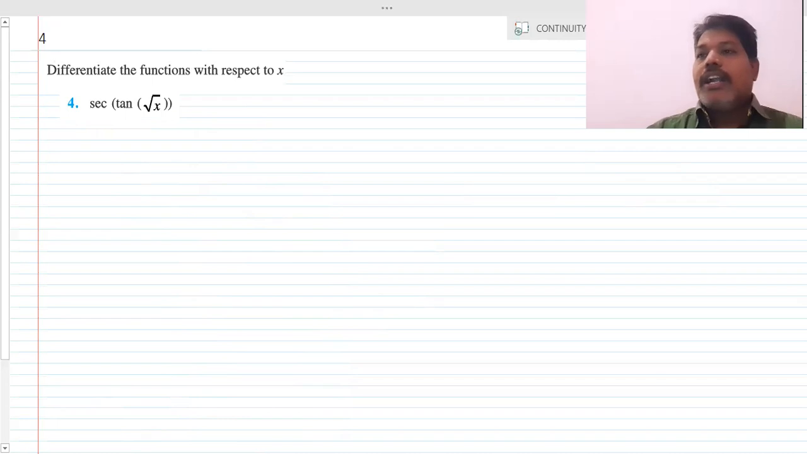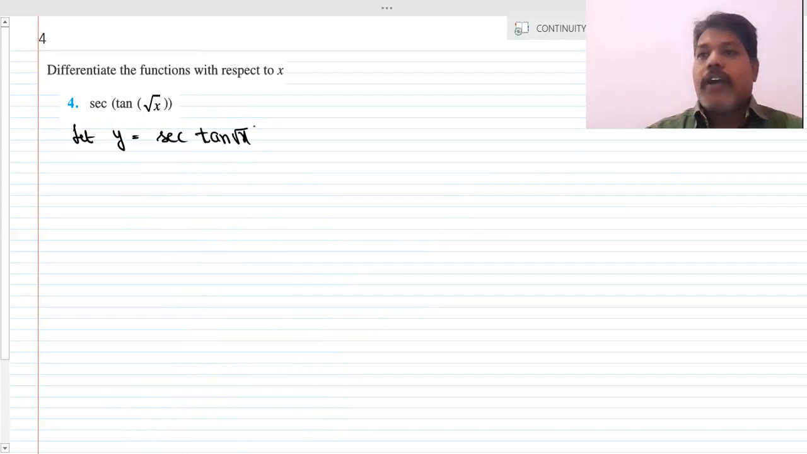So, differentiate the function with respect to x. Here the function is, let y is equal to, first we have to take the given function. What is that function, students? y is equal to secant of tan of root x.